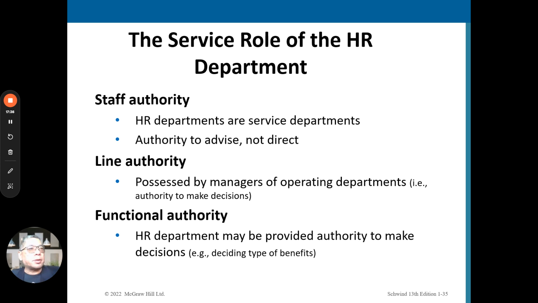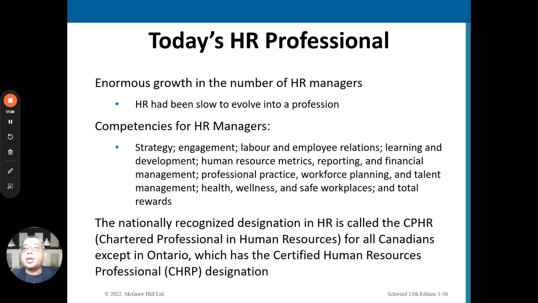Okay, today HR organizations have been slow to evolve into a profession. The competencies for HR managers include all this, from strategy all the way to total rewards. And then the nationally recognized designation in HR in Canada is called Chartered Professional in Human Resources, or we call it CHRP designation. So the gold standard for human resources, we call it CHRP. Okay, you must have a minimum 60% passing grade in this course in order to get credit for the CHRP designation.